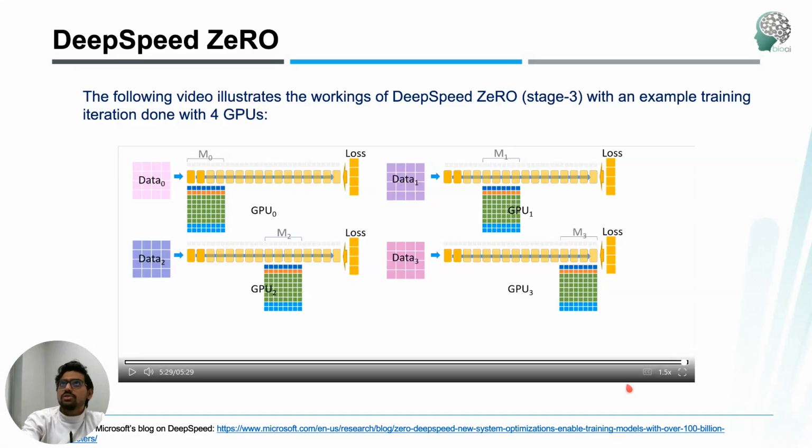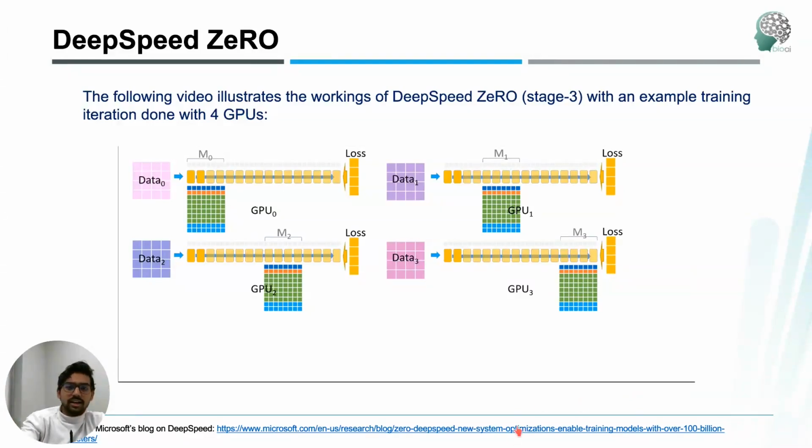One thing that we should probably know from this slide is the meaning of stage, what it means. So this is stage 3 in which the model parameters, the gradients, as well as the optimizer, all of them are completely partitioned across all the GPUs. In different stages, it's slightly less than that. So in stage 1, it's just the optimizer that's being partitioned. In the next stage, it's the optimizer and then the gradients. In the next stage, it's the optimizer, the gradients, and the model parameters. So there are different stages.